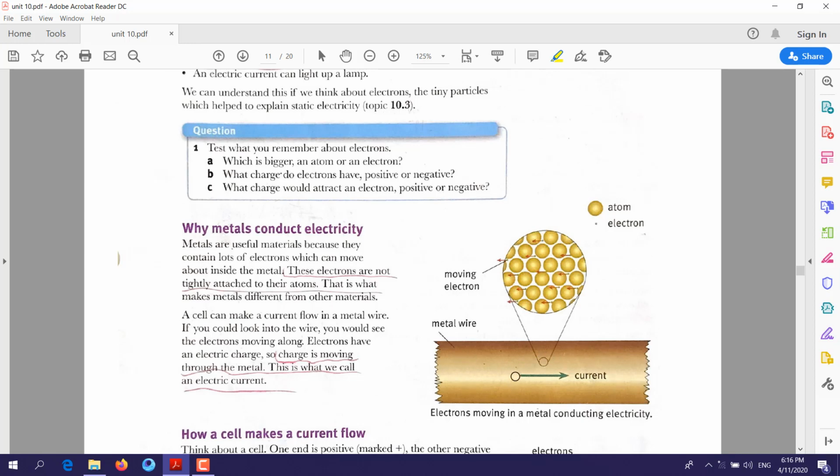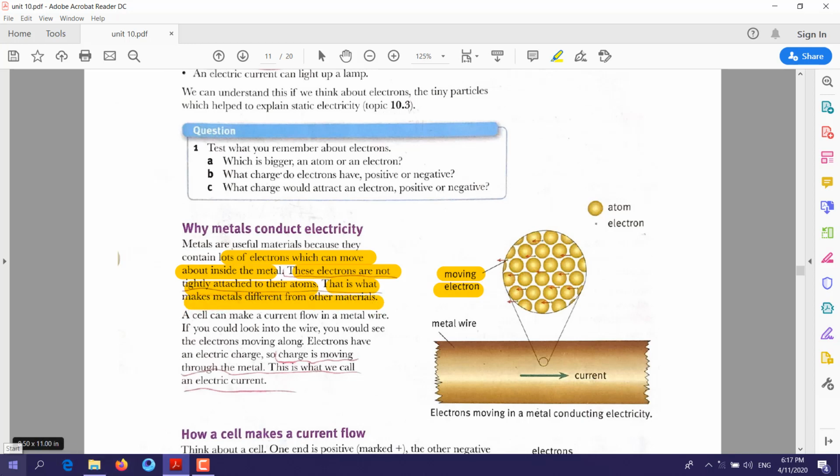This metal, this material, is made up of atoms. These atoms have electrons. When the electricity passes through it, what does that mean? It means the electrons are moving. Why do metals conduct electricity? Metals are useful materials because they contain a lot of electrons which can move about inside the metal. The electrons are not tightly attached to their atoms. That is what makes metal different from other materials.